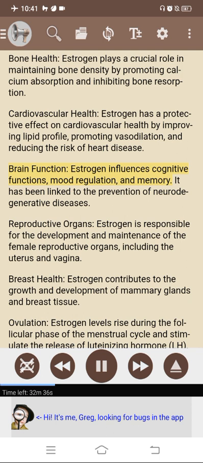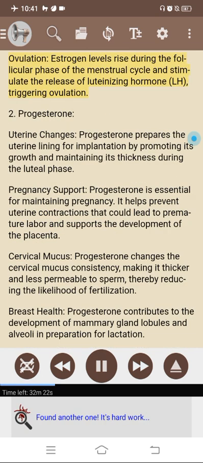Brain function. Estrogen influences cognitive functions, mood regulation, and memory. It has been linked to the prevention of neurodegenerative diseases. Reproductive organs. Estrogen is responsible for the development and maintenance of the female reproductive organs, including the uterus and vagina. Breast health. Estrogen contributes to the growth and development of mammary glands and breast tissue.